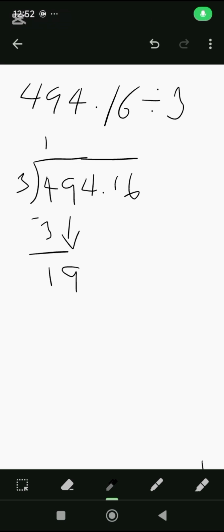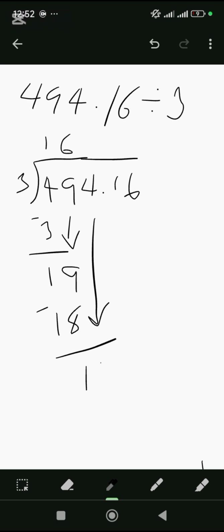So when you bring down your 9, that will become 19. How many 3 are in 19? That will be 6. 3 times 6, that's 18. You subtract this. This gives you 1. You bring down your 4. This becomes 14. How many 3 are in 14? That will be 4. So 3 times 4 is 12. You subtract this, and this will give you 2.